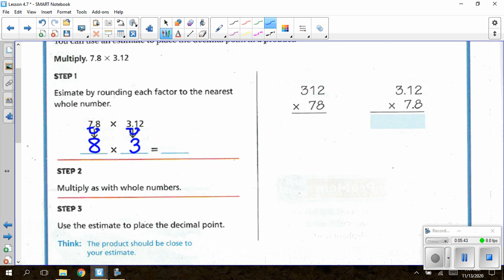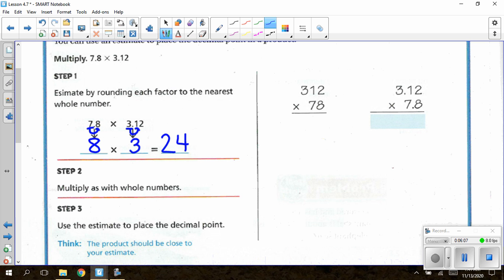So I would keep that as a 3. And 8 times 3 does give me 24. Now, multiply as you would with your whole numbers again. Remember, whenever we set these up, we set the decimal on the top factor that has the most digits, multiply like you have two whole numbers, and then you would place your decimal.